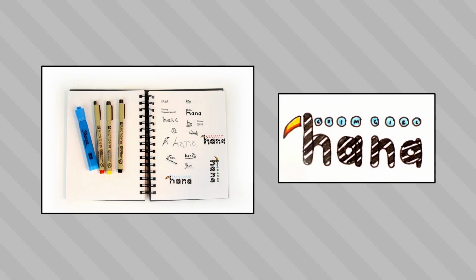I played around with a few title sketches first, and I settled on the title Grim Girl Hana, which, I don't know, if you were just to have looked at my sketchbook without any context, you'd probably be like, I'm not sure what's going on here, but I think we need to be concerned.